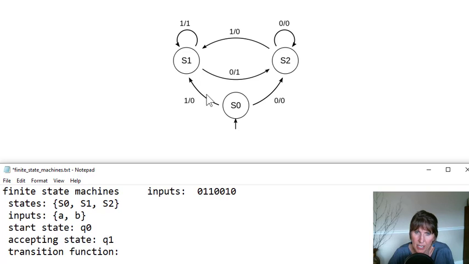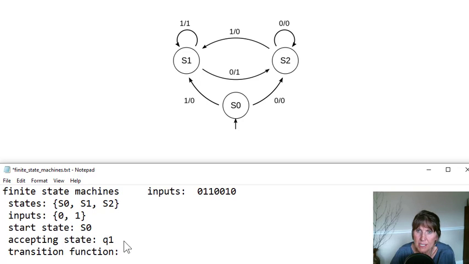What are our inputs on here? The inputs are the first value on the transitions. Okay, so the one before the slash are the inputs. So we see the inputs on these are all 0 and 1. So our set of inputs is 0 and 1. What's our start state? There, we can find it there. It's S0.